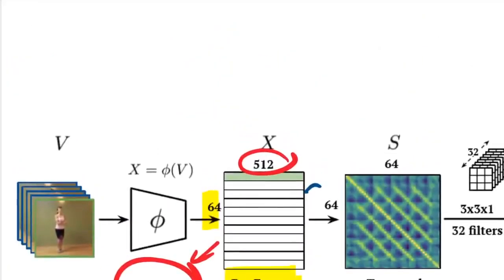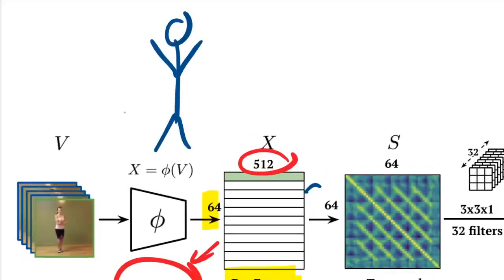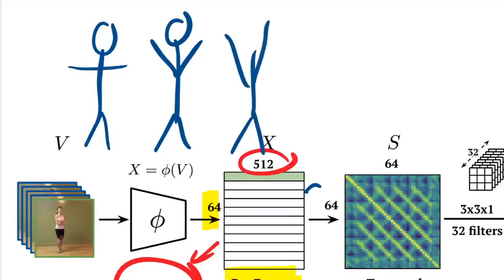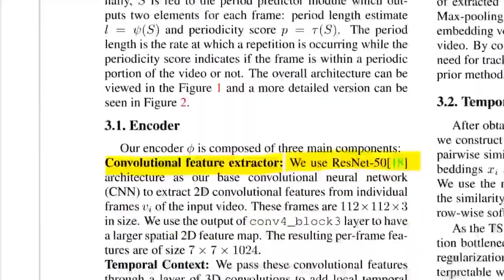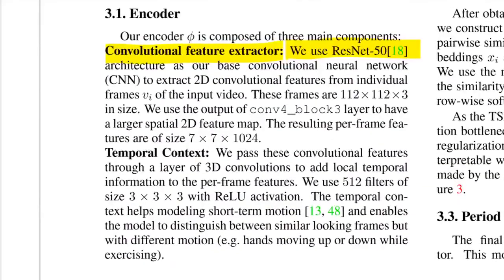Especially if you think of something like a jumping jack. If you are in this position right here, it doesn't tell you everything about that video frame. If you consider the frame before it, and maybe the frame before it is this, and maybe the frame after it is that, you can clearly see that the hands or the arms are in an upward motion. So the next step of the encoder tries to integrate that temporal information into the embeddings, and that is achieved via a 3D convolution. So once we process each frame individually, then we feed it through a layer of 3D convolution to add local temporal information to the per frame features.